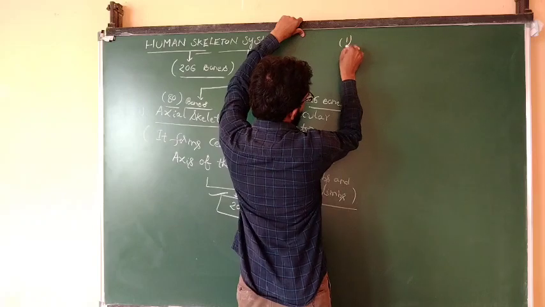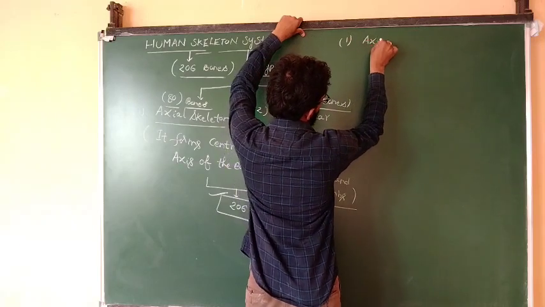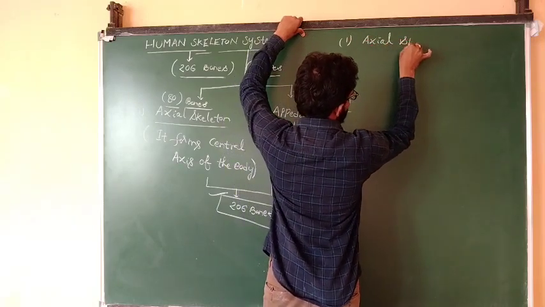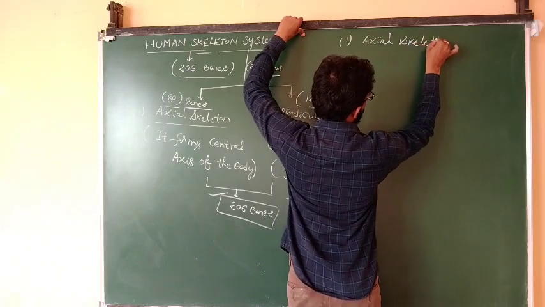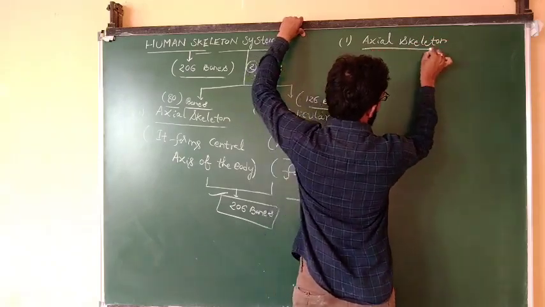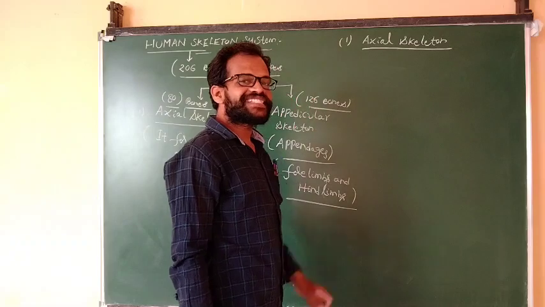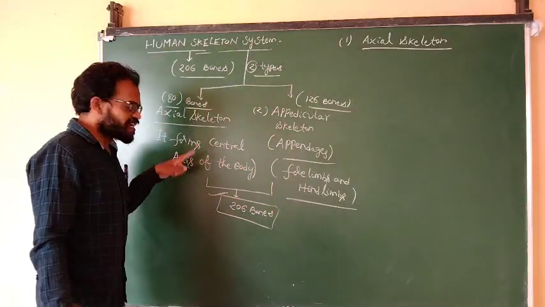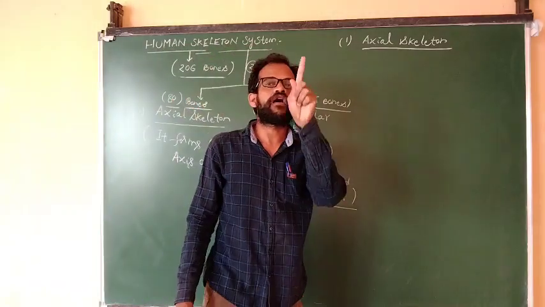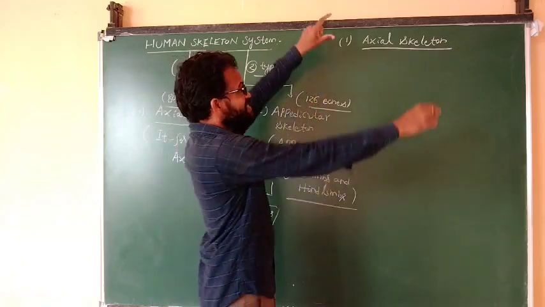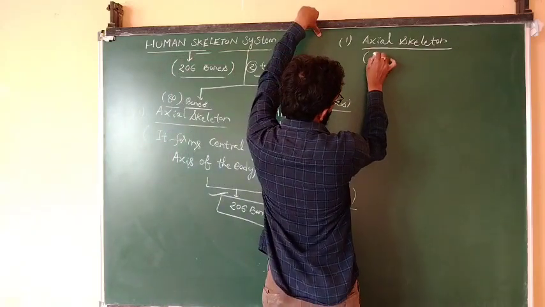What is the first type of skeleton? Axial skeleton. The axial skeleton means it forms the central axis of the body.